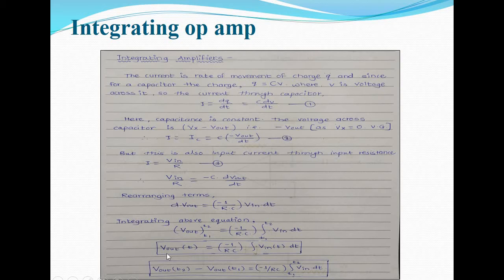Okay. So finally, by rearranging the terms, V out at T2 minus V out at T1 equals minus 1 upon RC, integration from T1 to T2 of V in dt. So this is the final equation for the integrating operational amplifier for voltage at output.